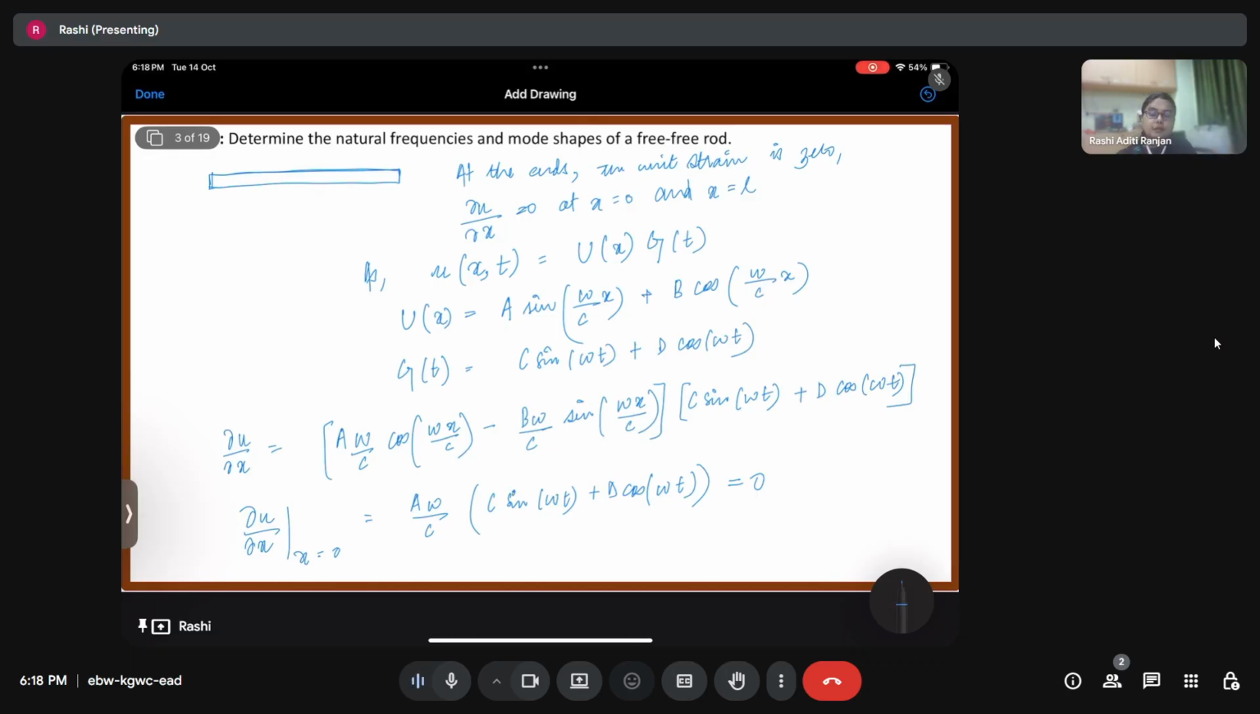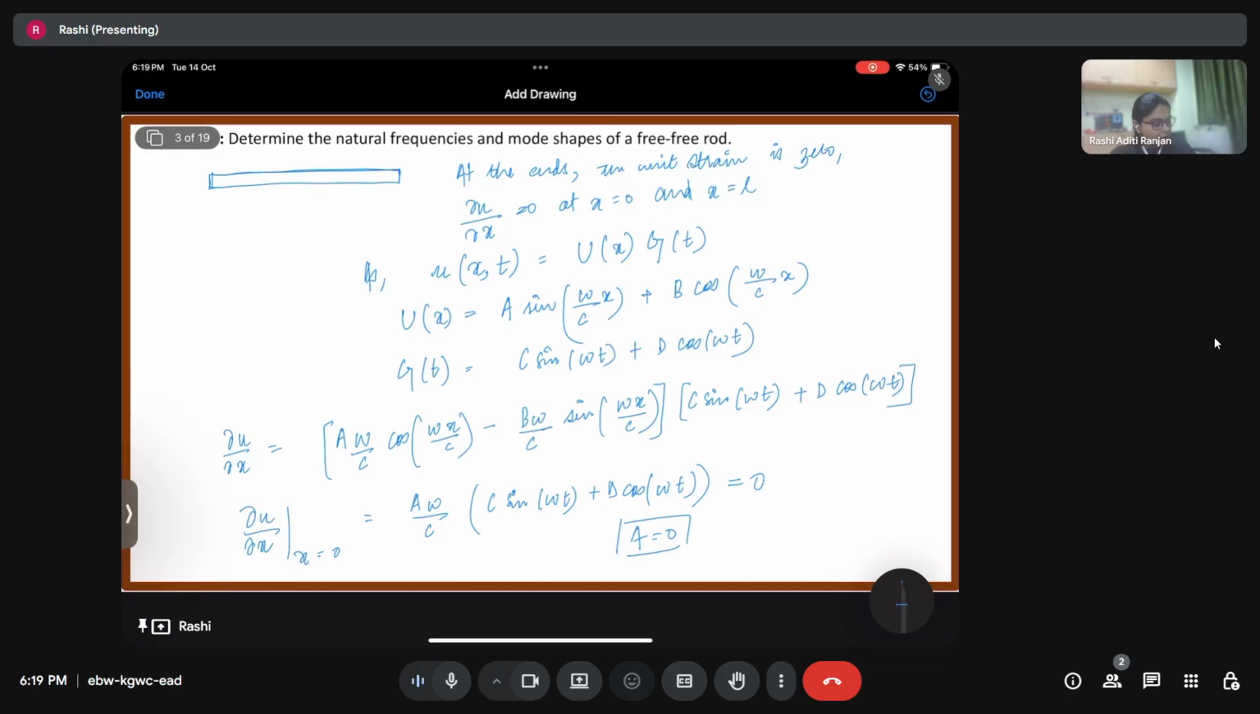Now, for this to be equal to 0, what are the possible cases? Firstly, either C and D both are 0. If C and D both are 0, it means that with time, u is not changing, which is not true, because we are assuming that there is some kind of vibration happening in the system, right? So C and D cannot be equal to 0. So definitely A is going to be equal to 0. This is the first part that we have.